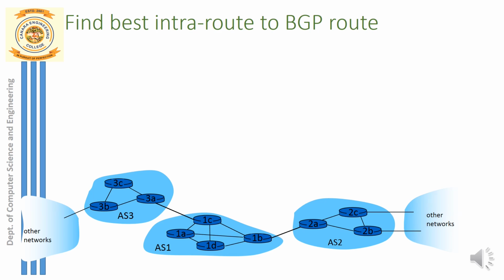OSPF is an intra-routing protocol using which a shortest path can be calculated inside the autonomous system. So who is calculating that? It is router 1C, which is a border gateway router, or you can also call it a border router which implements BGP. So intra-routing must be calculated using OSPF.